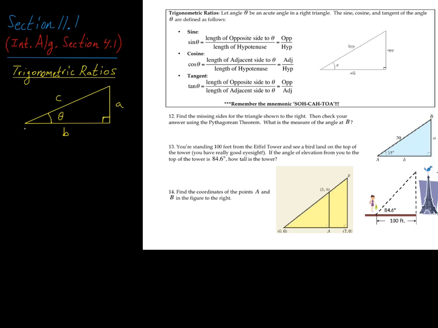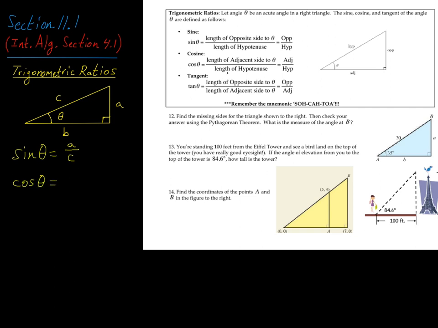Okay, so the first ratio we're looking at here is the sine ratio, abbreviated SIN, of theta. And by definition, this is the length of the opposite side of theta divided by the length of the hypotenuse. In this figure, I've labeled the side opposite theta just op, and the hypotenuse is the longest leg of the right triangle. Another way to say that is it's the side opposite the 90-degree angle. So here this is going to be the ratio of A, that's opposite theta, divided by the hypotenuse, which is C.